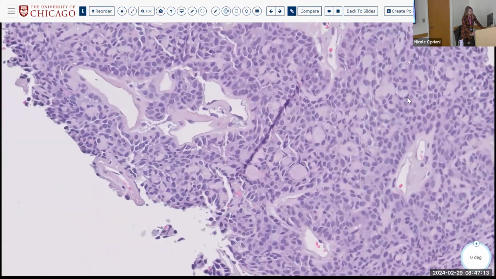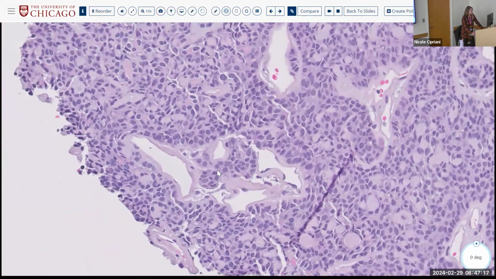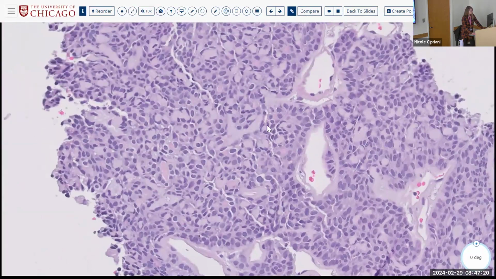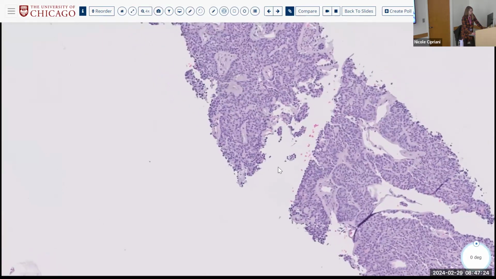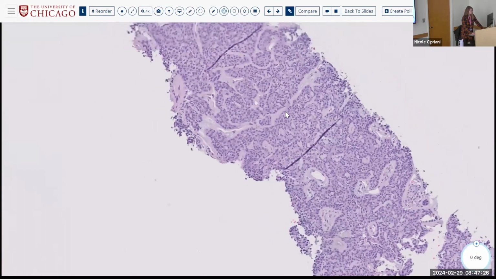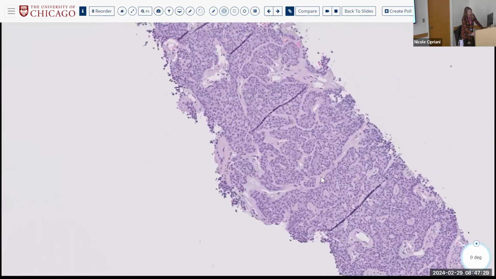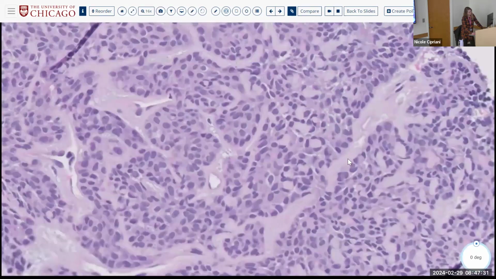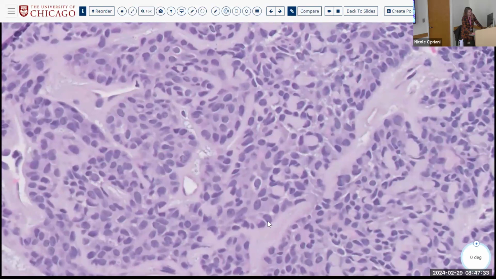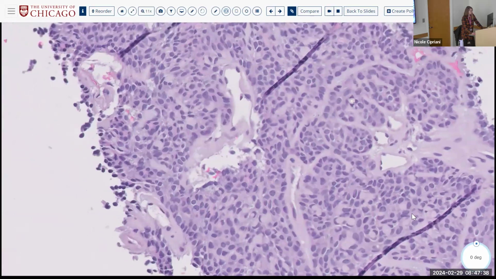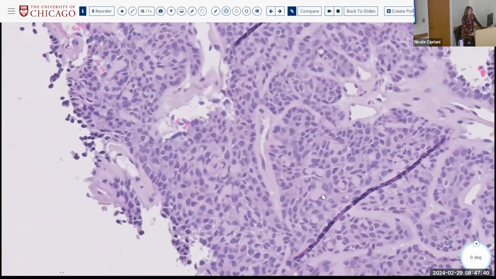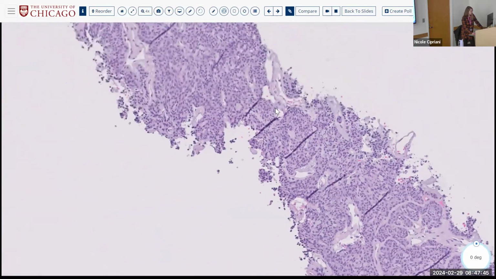Now we have these almost globular balls, which we haven't seen yet. Still very cellular. We have some intervening, again, pale stromal bands. Basal cell neoplasm, yeah, so when I see these stromal bands and these stromal balls, a basal cell neoplasm is very, very high on my differential.